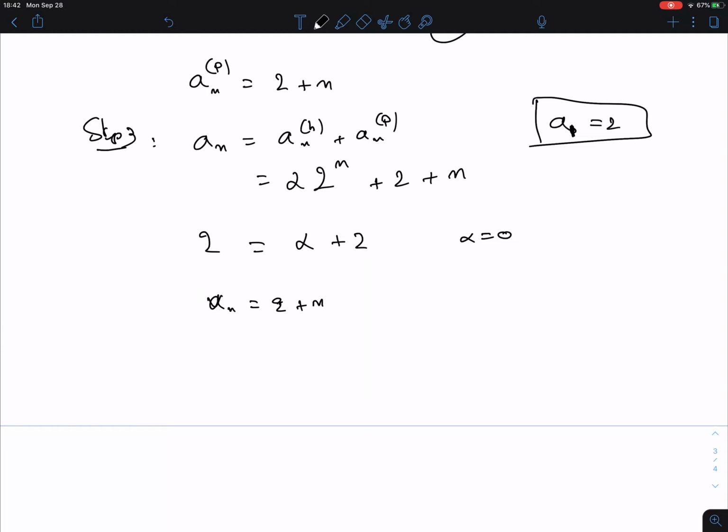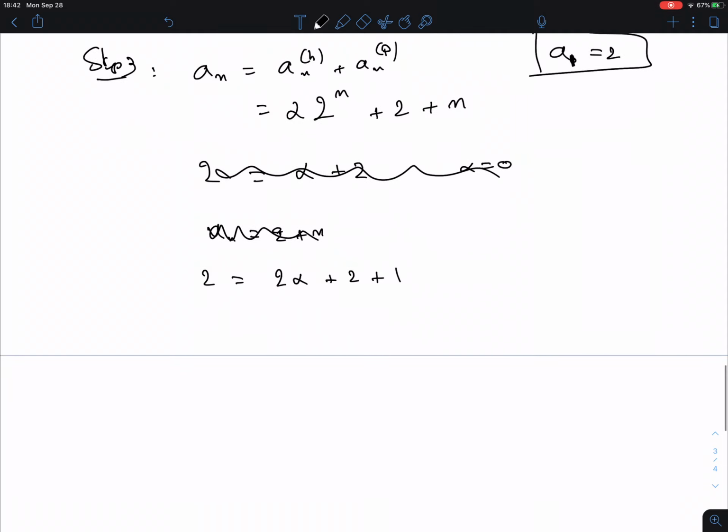So what we should have done is plug in n equals 1 in this equation, and so we get that 2 is equal to 2 alpha plus 2 plus 1, and so we see that minus 1 is equal to 2 alpha, so alpha is equal to minus a half.